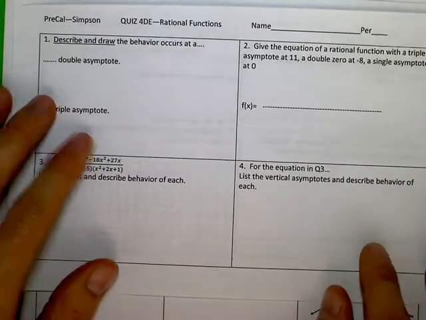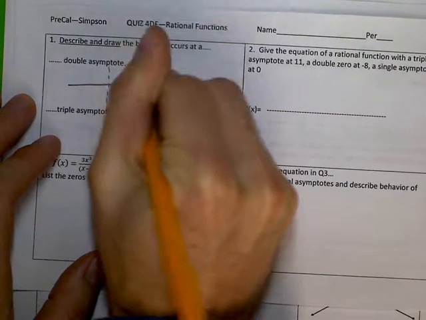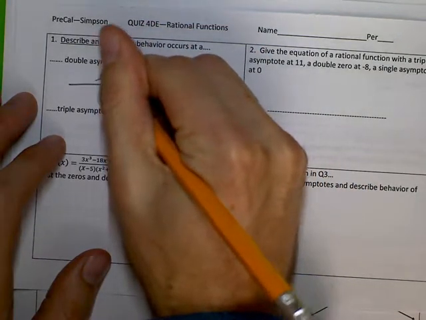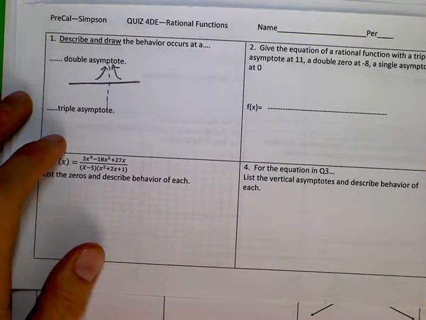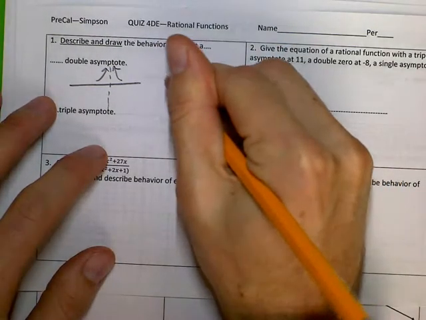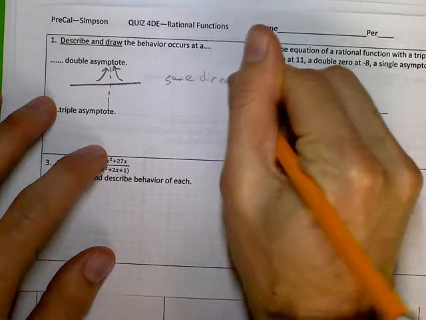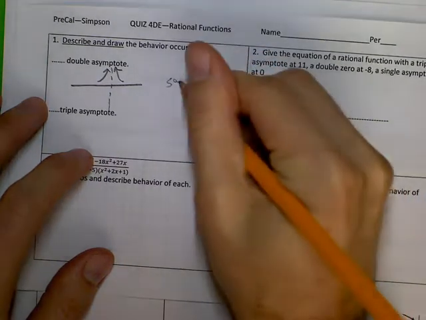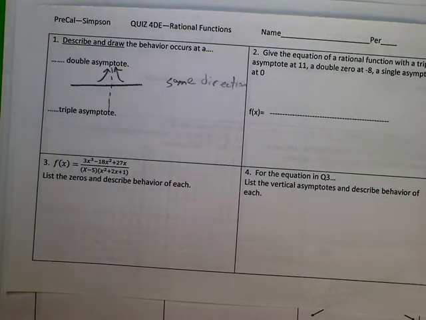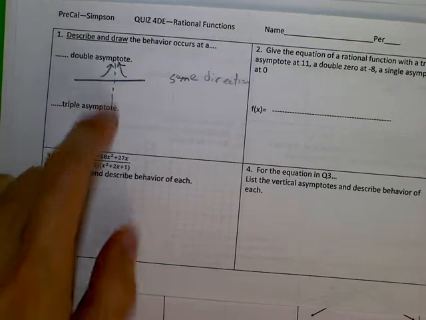So, what happens around a double asymptote? You can draw it. Basically we have the two sides going the same way, either both up or both down. So you might say they go the same direction, something like that. And again, same direction isn't really a very specific description of what happens. It's just supposed to remind you of the basic property.